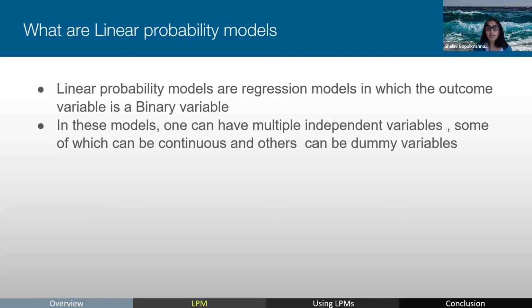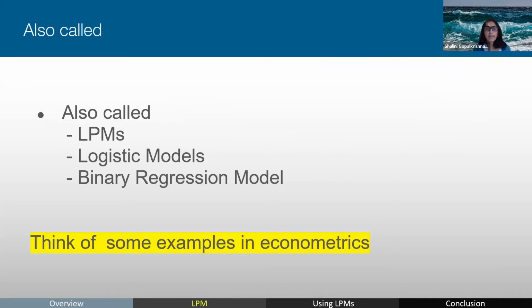We can't say we don't have regression data, so we should not do this analysis. They're important. Whenever the outcome is a binary variable, that's when you use LPMs. But what about the inputs? The inputs can be continuous, ratio, or dummy variables, one, two, ten, as many as you feel like. The big thing about LPMs is that the outcome, the DV, the dependent variable, is a binary variable. They're also related to logistic models and binary regression models. Now, take a minute and think of some examples in econometrics. I'm going to give you about 2 minutes to think about this.